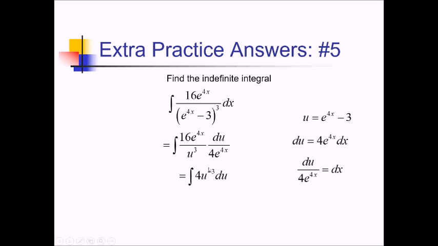This exponent bumps up to a negative 2. Dividing by that, we have negative 2 u to the negative 2 plus c. And then substituting back in, we can write negative 2 times all of this stuff here to the negative 2 plus c.